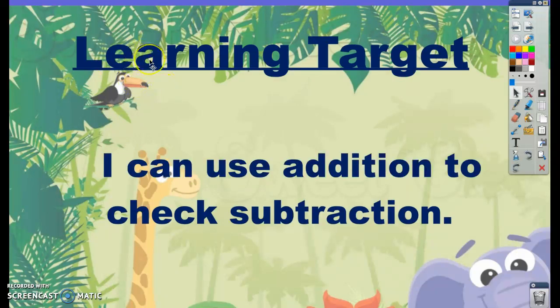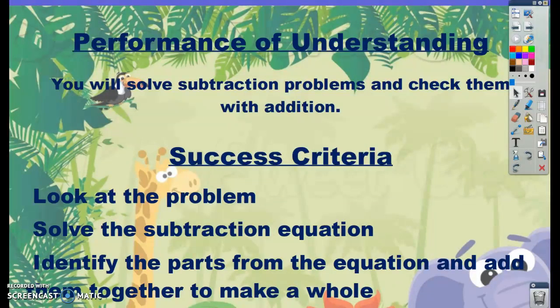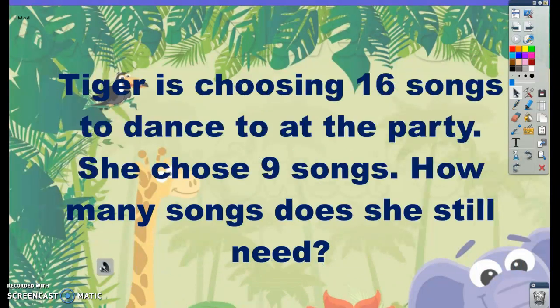Then I have text on all of my screens, but here's one where we just say the learning target: we're going to be using addition to check subtraction, and some more text. This is the first one, and it says Tiger is choosing 16 songs to dance to at the party. I inputted audio right here, some little music, and this would be used as a brain break for the students so that they could have a break.